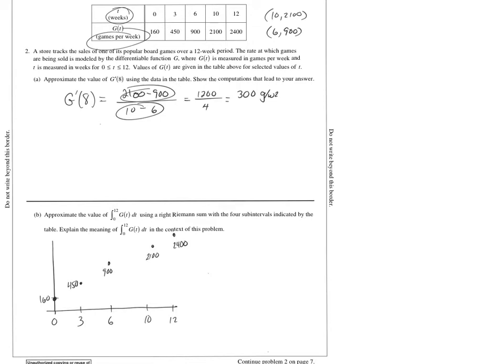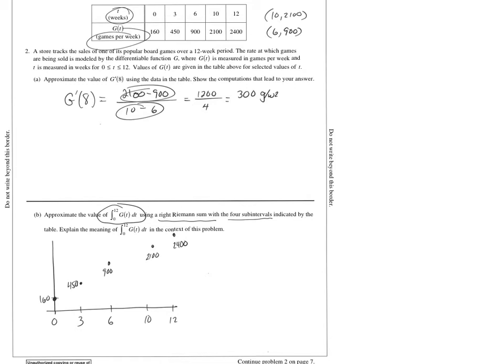All right, for the second part, I took the liberty of drawing this little graph here of what this stuff is. It doesn't matter that it's not drawn to scale, but it's going to help us understand that if they want to integrate g of t from 0 to 12, basically that's the area under g of t between 0 and 12. And what we have are these data points that are going up as we move from 0 to 12. And it says use a right Riemann sum with 4 subintervals indicated by the table.